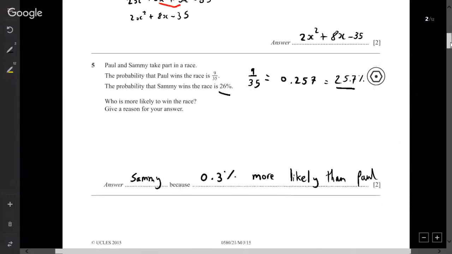Okay, question 5. Paul and Sammy are taking part in a race. The probability that Paul wins is 9 over 35. The probability Sammy wins is 26%. So what I did is I typed in 9 over 35 into my calculator and pressed the button to change it into a decimal. Therefore, I can see what it would be as a percentage, because a decimal, if you just times it by 100, becomes the percentage. So the percentage that Paul will win is 25.7. So who's more likely to win the race? Well, Sammy is, because he has 0.3% more chance of winning, so he's more likely than Paul to win.